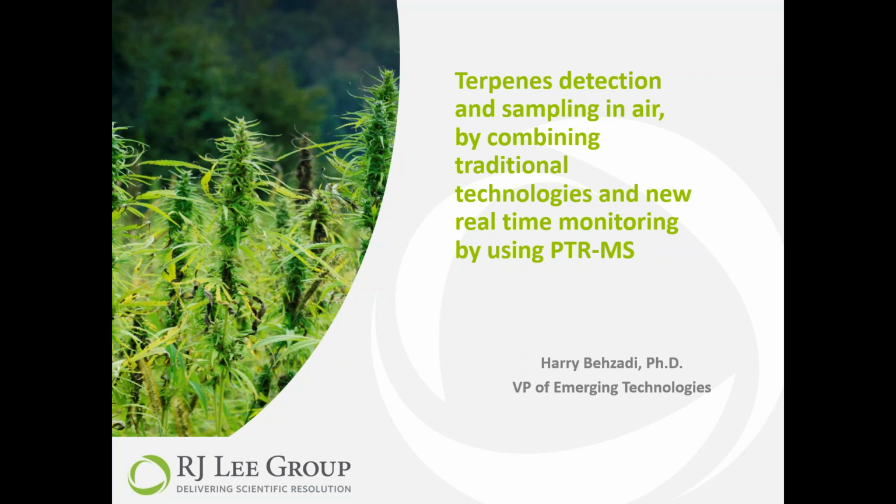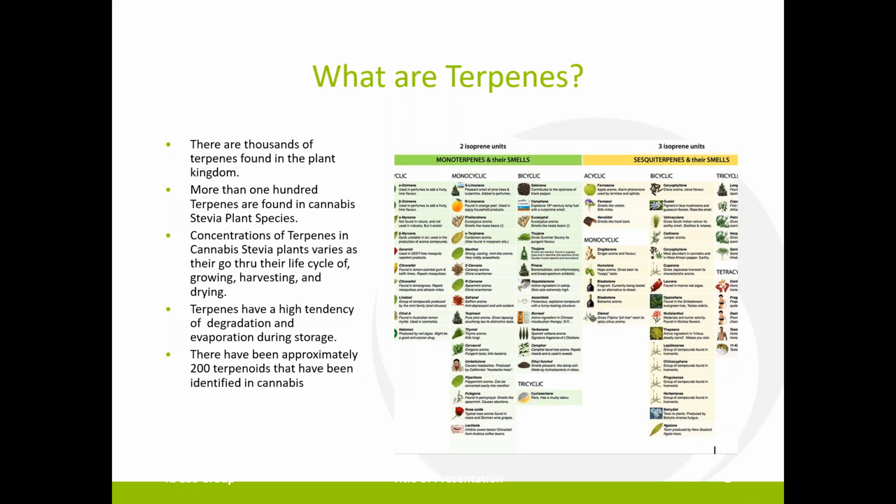And today we are going to be talking about an unconventional topic: terpenes detection and sampling in air by combining traditional technologies and new real-time monitoring using the PTR-MS. In recent years, with the legalization of hemp and medical marijuana or cannabis, there is a lot of news coming out about terpenes and the cannabis industry and how it is growing. This is where we are going to be exploring in this presentation what the effects of these terpenes could be in air.